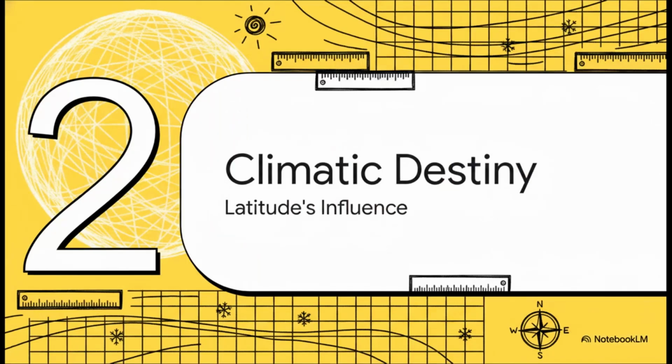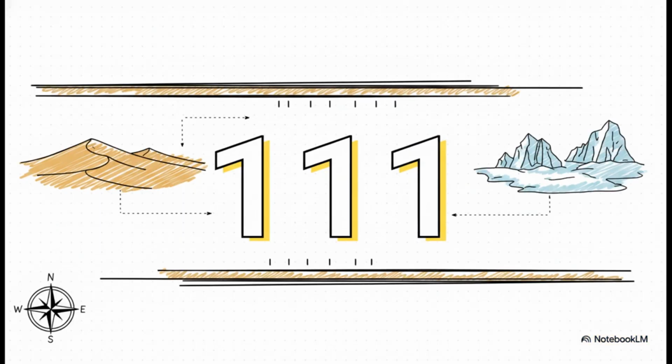Moving right along to Section 2, latitude and climatic destiny. Geography students will often call latitude the reliable ruler of the planet. And the reason for that all comes down to this number, 111 kilometers. Because lines of latitude are parallel and literally never intersect, the physical distance between each degree stays perfectly, reassuringly constant. One single degree of latitude is always going to equal roughly 111 kilometers. It does not matter if you're trekking across the Sahara Desert or freezing out on the icy plains of Antarctica. It's a steady, reliable measurement of north-south displacement.